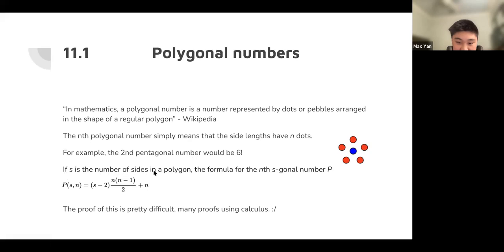If S is the number of sides in a polygon, then the formula for the nth S-gonal number, P, is S minus 2, which is the number of sides minus 2, times n minus 1 over 2 plus n. So you can see that if S is equal to 3, then we get the formula we established in 10.1. And the proof of this is pretty difficult. Many proofs use calculus or difficult concepts, so this is one of the few that I would just recommend learning the formula for.